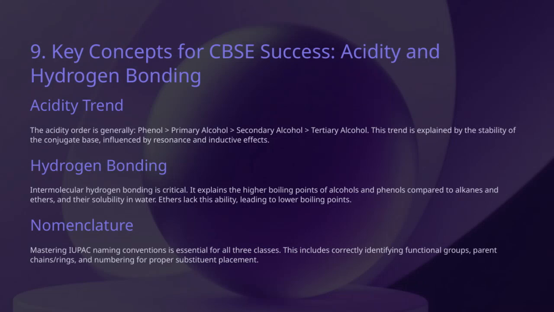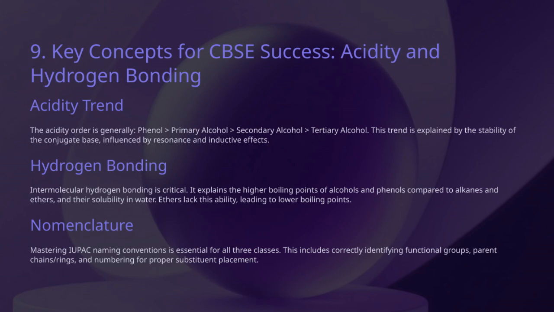Mastering IUPAC naming conventions is absolutely essential for all three classes of compounds we've discussed. It's important to correctly identify the functional groups, determine the parent chains or rings, and assign the correct numbering to ensure proper placement of substituents. This consistency in naming helps us communicate clearly and avoid confusion in chemical identification.